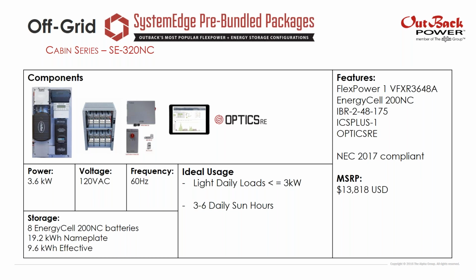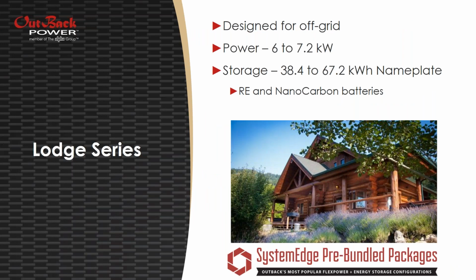Again, includes the combiner box and optics RE. So this is ideally for lighter loads, people looking to just keep the basics going, and that are maybe it's a budget issue, suggested less solar panels, racking and installation, you're south of $14,000 for batteries, power system, combiner box, and other equipment. So this is an entry-level power system for off-grid.